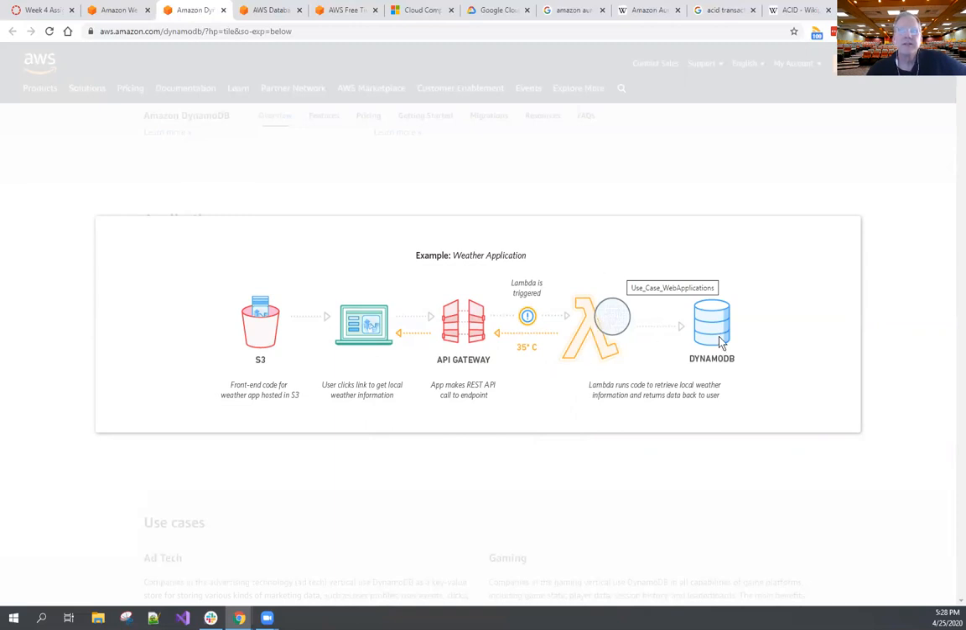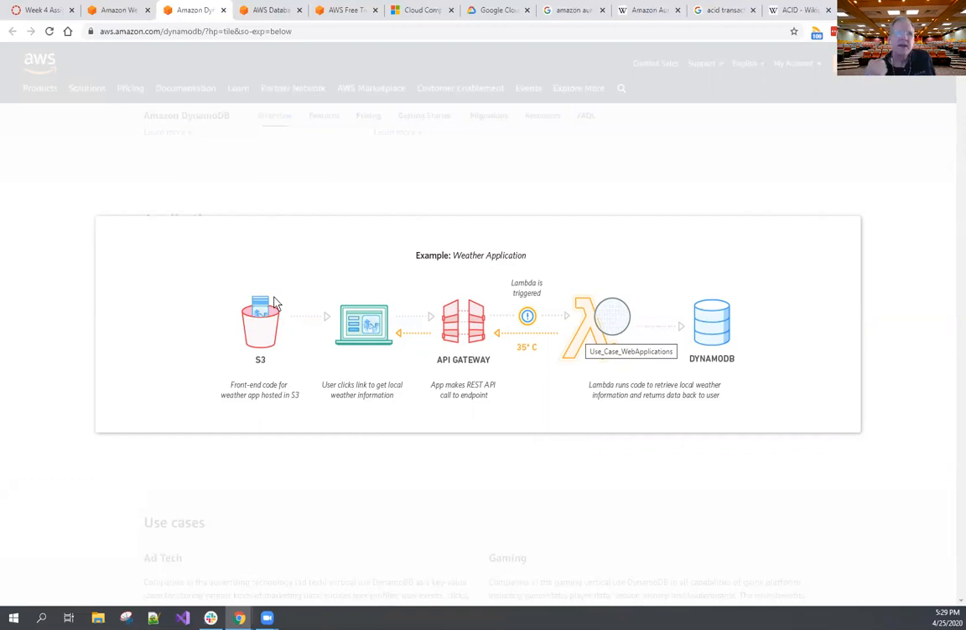Serverless data, serverless code. Here's a click on a link to get local weather information. It hits the API gateway, front end code. And this is the S3 where you host your website. I love this picture. There is no server in this whole model. That's what I love about this.